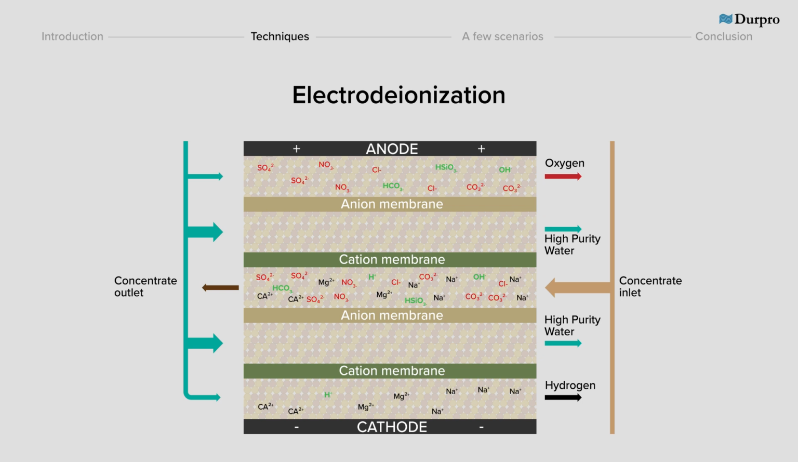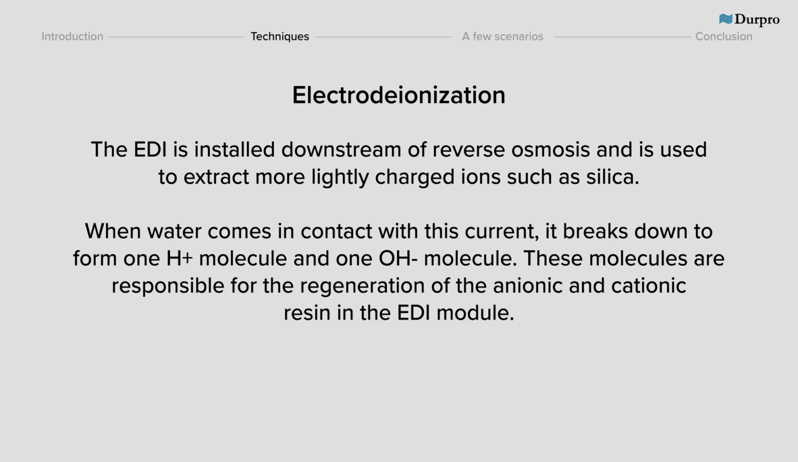Operating on the principle of ion exchange, electrodeionization is a polishing technique that works by producing a continuous electric current to continuously regenerate a resin bed. When water comes in contact with this current, it breaks down to form one H-positive molecule and one OH-negative molecule. These molecules are responsible for the regeneration of the anionic and cationic resin in the EDI module.